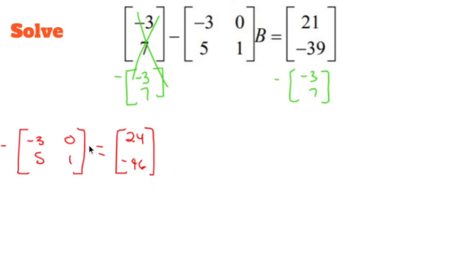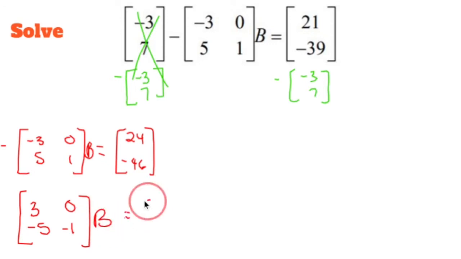I forgot my B. So here I was talking about don't forget that negative when I forgot the B. That would actually be very, very important. Let's distribute that negative real quick. So now I have this, and that's going to equal 24, negative 46.